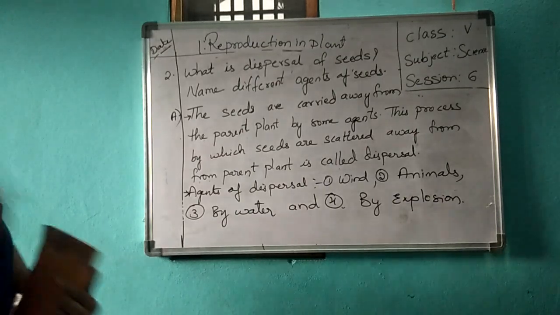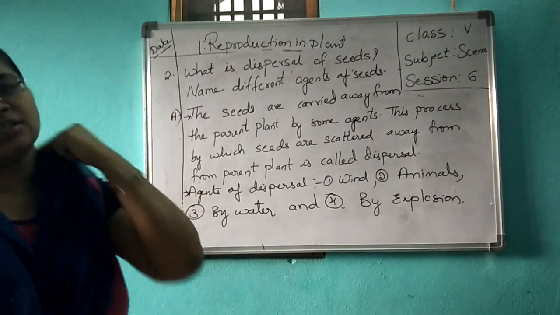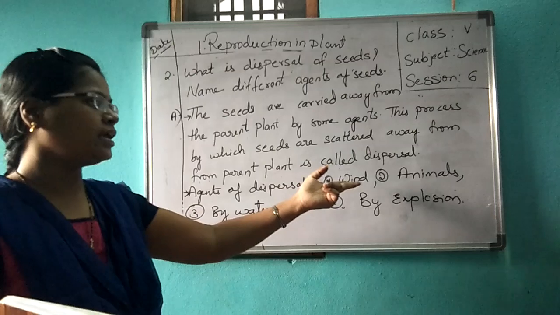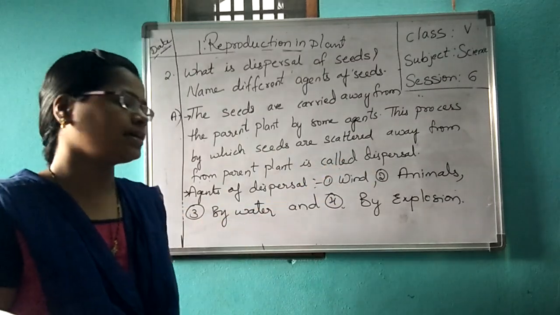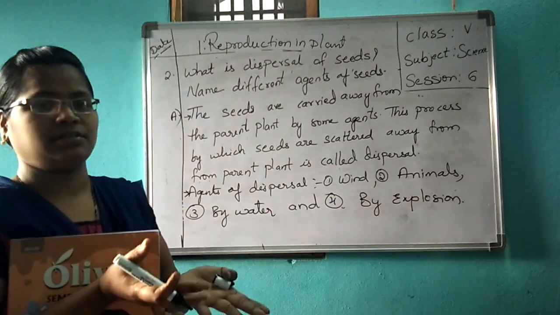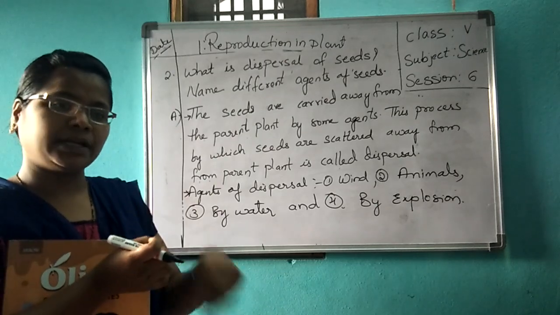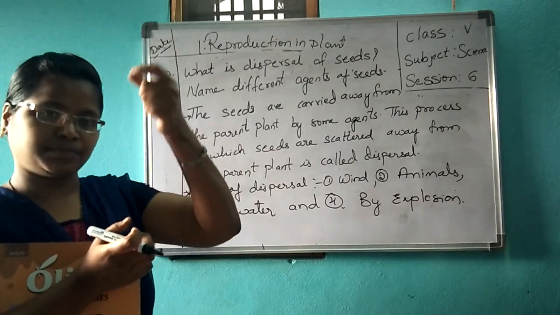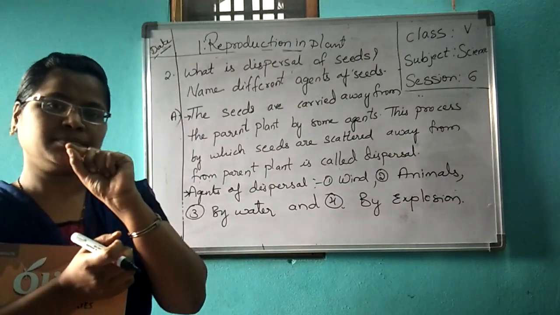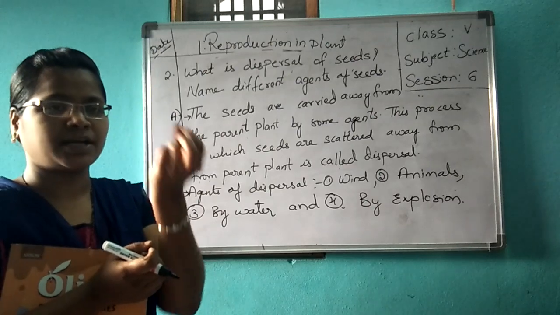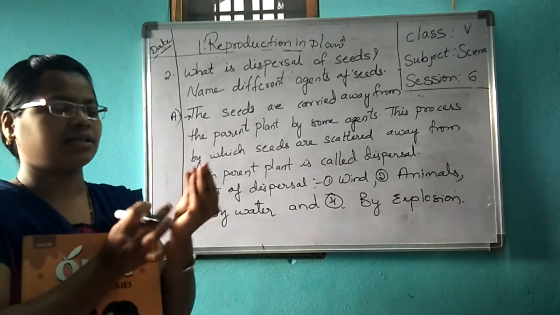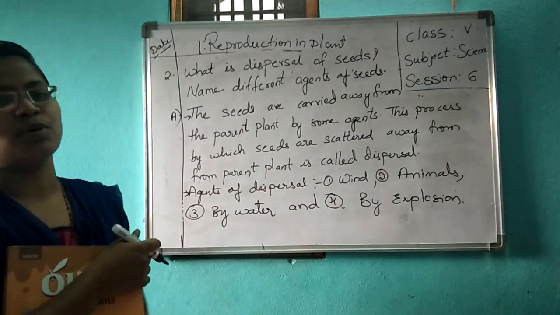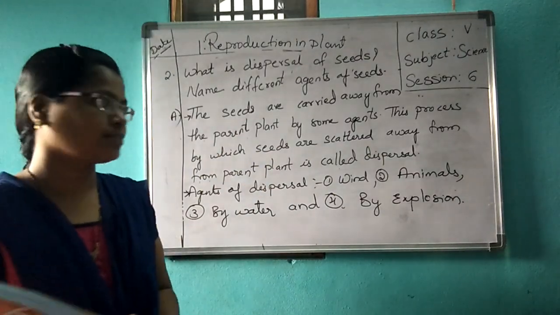From the parent plant, seeds are getting spread. That is called dispersion. Who is spreading? Through different ways: wind, animals, water and explosion. Explosion means bursting. When lady's finger gets completely dried, from the tip at one end, it will try to open, it will burst and the seeds will come out. That is explosion, a small explosion.